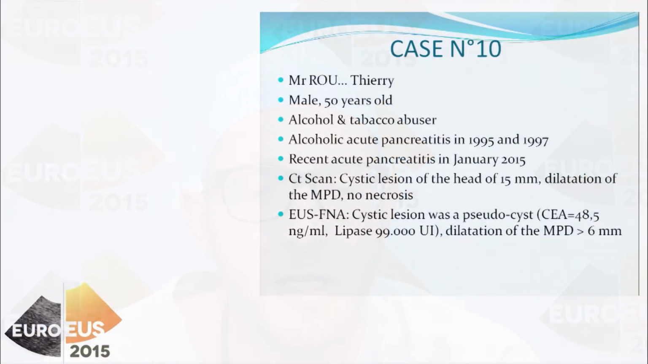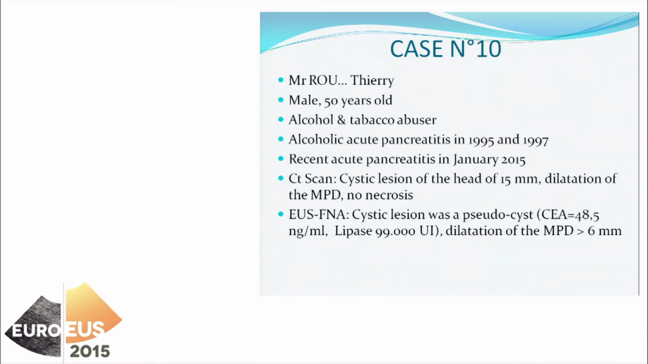It's a case of a male of 50 years old. He is an alcohol and tobacco abuser. He presents two past alcoholic acute pancreatitis and a recent acute pancreatitis in January 2015. A CT scan shows a cystic lesion of the head of the pancreas with dilatation of the MPD without necrosis.